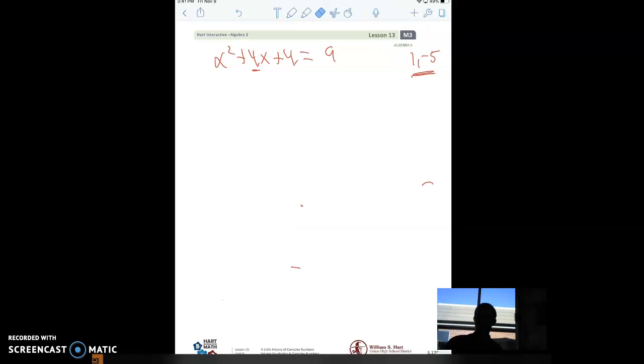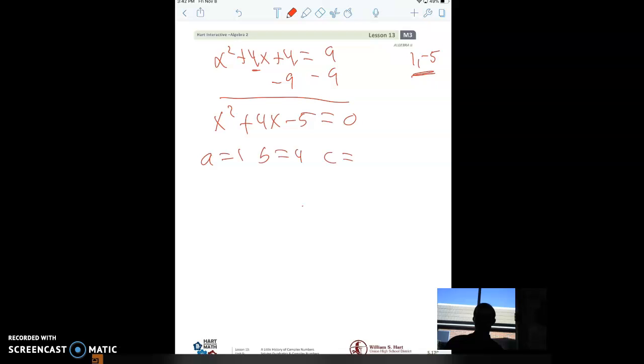How do we solve this using the quadratic formula? We can't even use the quadratic formula right now because the right side has to be 0. I'm going to subtract 9 from both sides, and then I get x² + 4x - 5 = 0. Now we have to identify our a, b, and c. a is 1, b is 4, c is -5. Then we throw it into this formula. I already know the answer should be 1 and -5, so let's see if this method works. Negative b plus or minus the square root of b² - 4ac, over 2a.